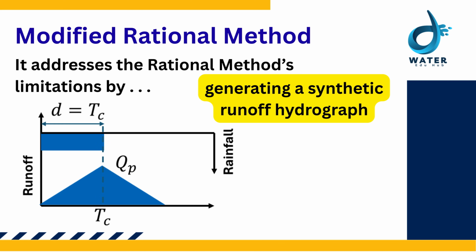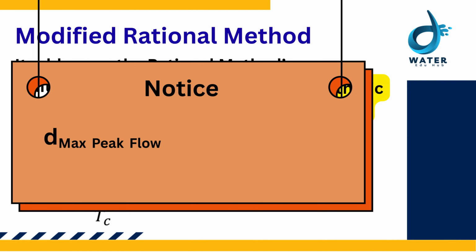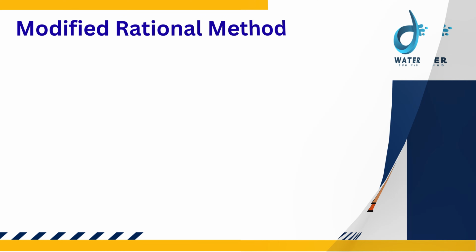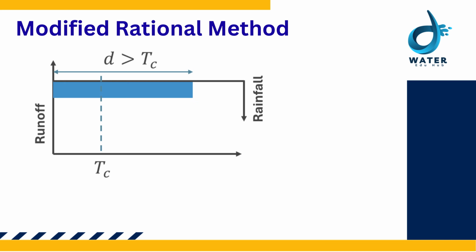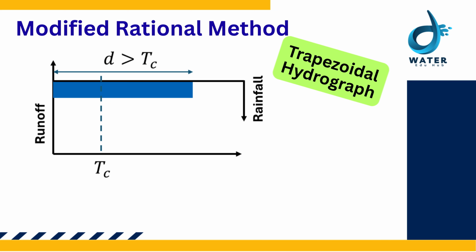Importantly, the method recognizes that the storm producing the maximum peak flow, typically when the storm duration equals Tc, is not necessarily the storm that governs the required storage volume. When the storm duration d exceeds the time of concentration Tc, the resulting hydrograph is trapezoidal. The key assumptions governing this shape are as follows. First, the flow rises linearly from 0 to the peak Qd over the period Tc.